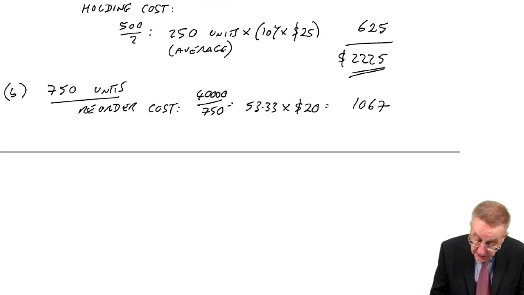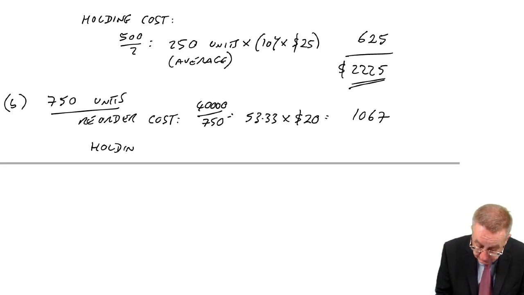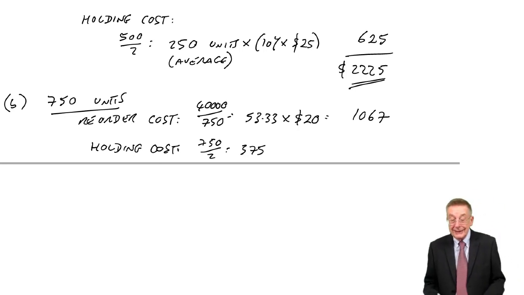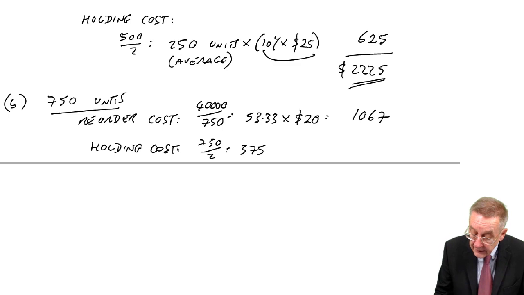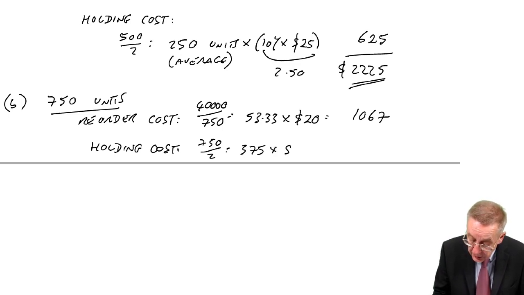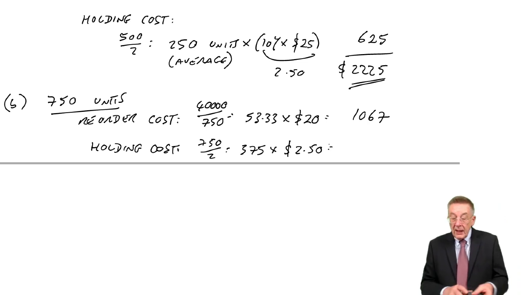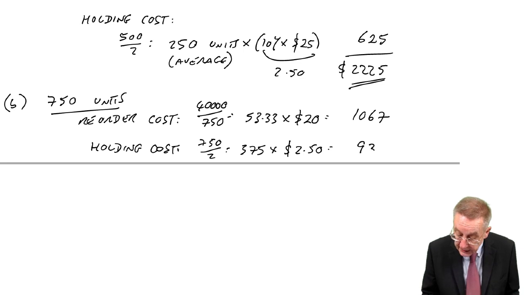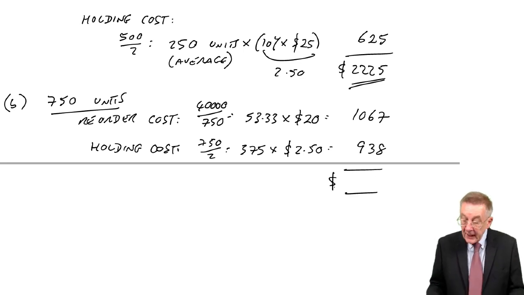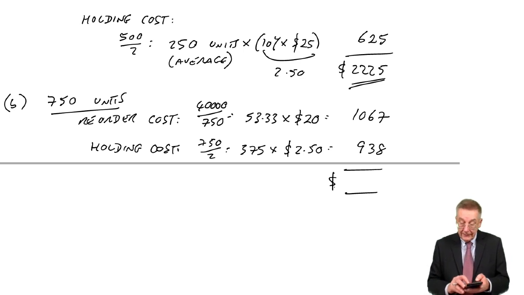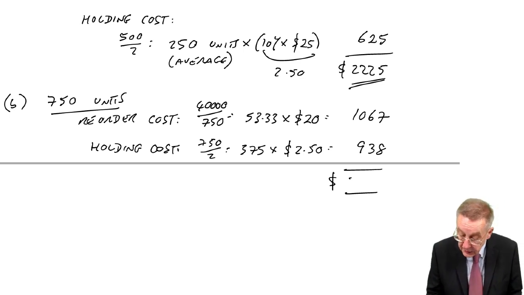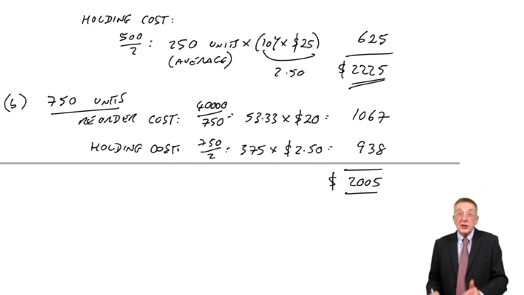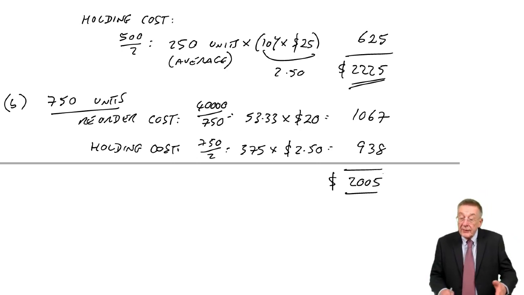What about the inventory cost? Or the holding cost, sorry. It's 750 each time, so the average inventory will be half of it, 375. And again, the holding cost is $2.50 a unit. And so the holding cost, 375 at $2.50, is $937.50. And so what happens to the total cost? I get $2,005. And so in fact, that's cheaper. It would be better to order 750 than 500.